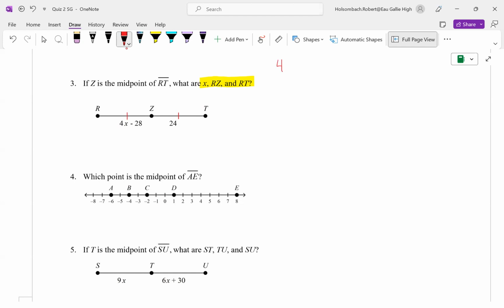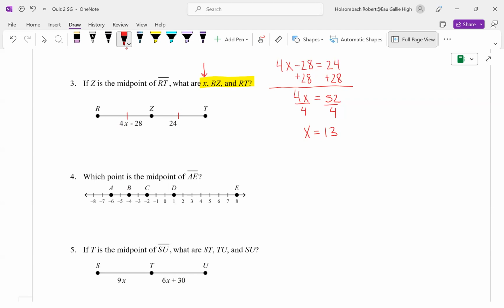Now, 4X minus 28 is equal to 24. So if we add 28 to each side, then 4X is equal to 52. And if we divide both sides by 4, then our X is equal to 13. So there's your first part of the question. X is equal to 13.